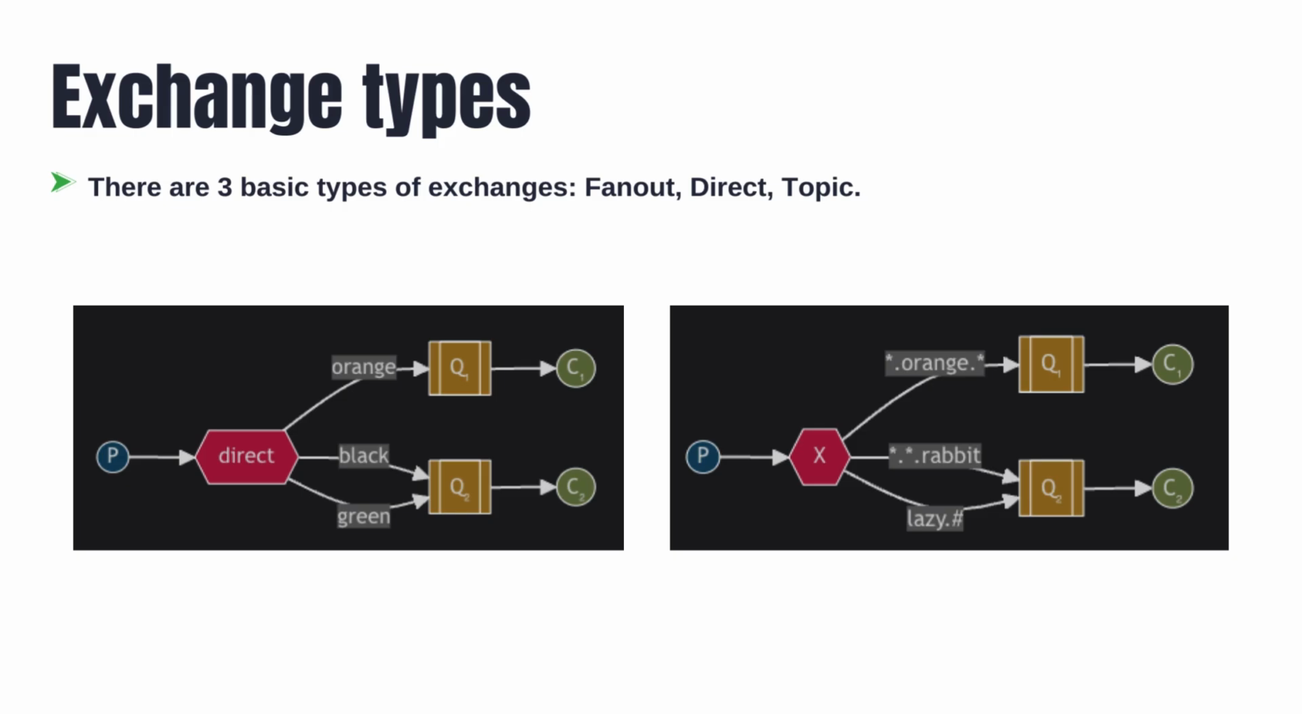But there are 2 exceptions here. The binding key can contain an asterisk, which represents exactly one word. So in this example, we have *.orange.*. That means we can put any word before orange and any word after orange. The second exception is the hash symbol. A hash means 0 or more words. As an example, we have lazy.#. That means we can put any number of words after lazy or none at all.